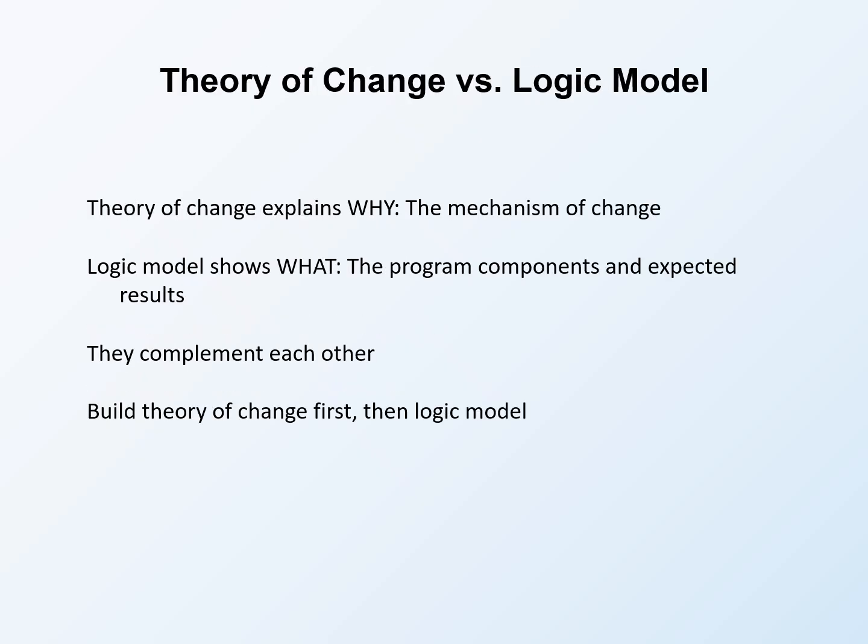Let me clarify the relationship between theory of change and logic model, since these terms are sometimes confused. Theory of change explains why. It articulates the mechanism of change, why your activities should produce the outcomes you expect. It surfaces assumptions and provides the rationale. Logic model shows what. It displays program components, inputs, activities, outputs, and expected outcomes in a structured format. It's a summary of the program plan.